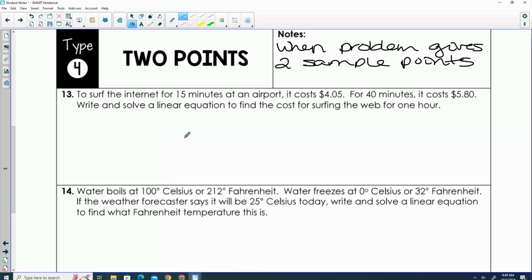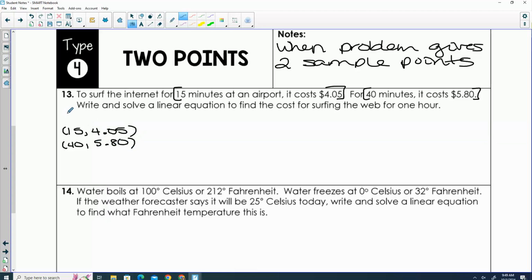If I read this problem, to surf the internet for 15 minutes at an airport, it costs $4.05. So those go together. When my time is 15, this costs $4.05. I can write that as an ordered pair: 15, comma, 4.05. Those points happen at the same time. That's an ordered pair. For 40 minutes, it costs $5.80. So I'm giving you a second ordered pair.